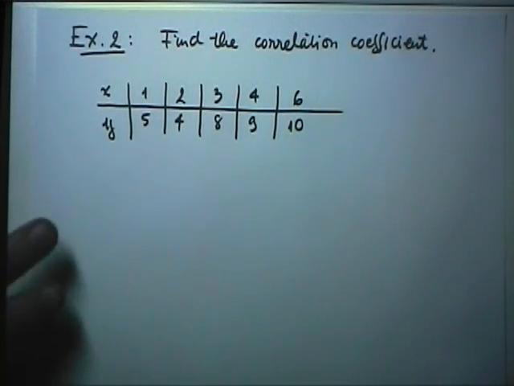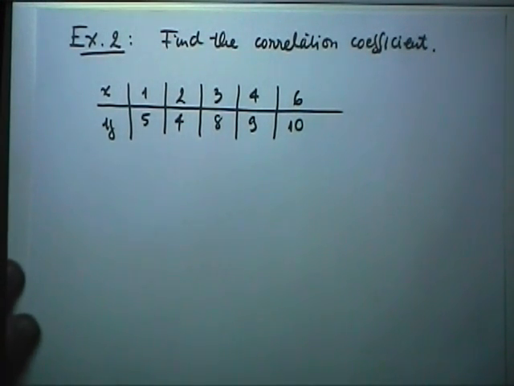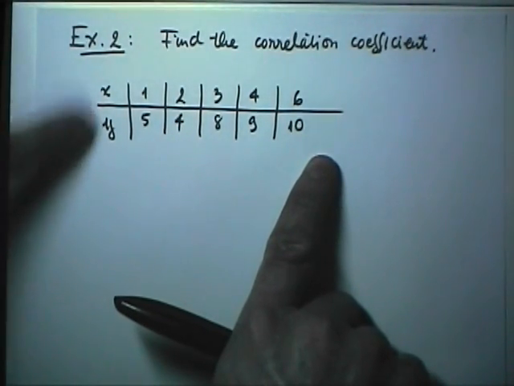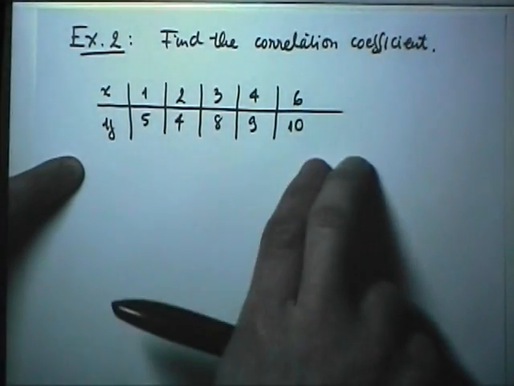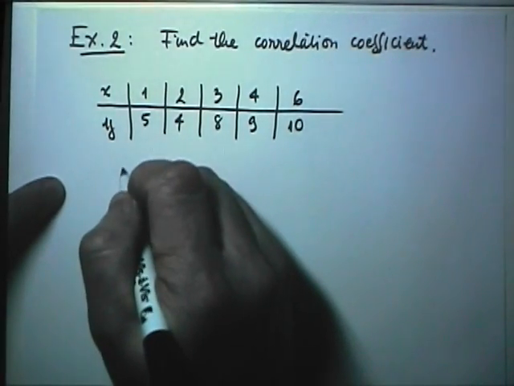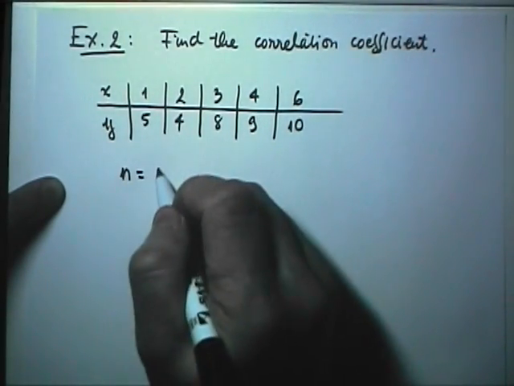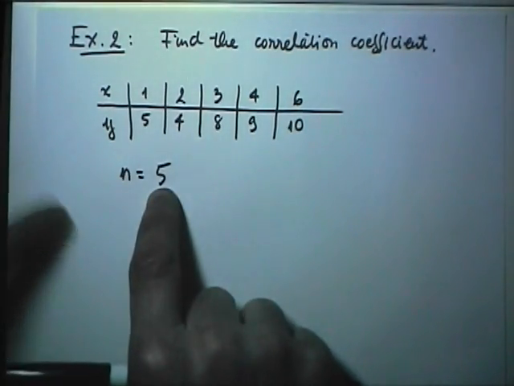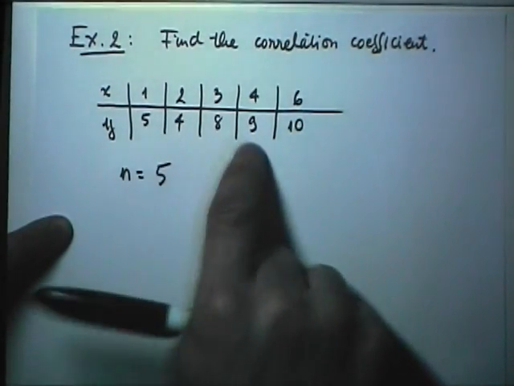Okay, so let's now try to do another computing the correlation coefficient problem again. And this time we have a smaller data set. Still, we have two data sets, but the number of items is smaller. So first off, I know that the total data point is 5. It's just there are 5 of them: 1, 2, 3, 4, and 5.